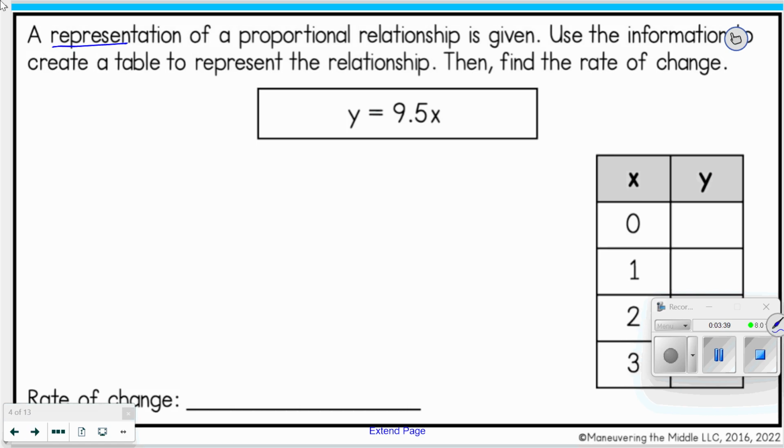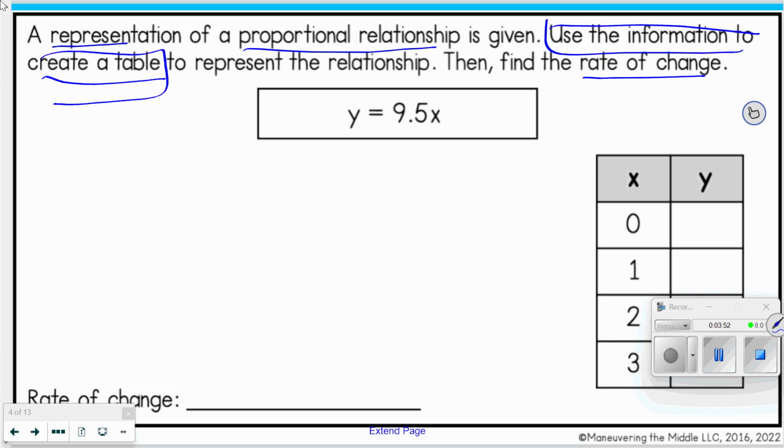A representation of a proportional relationship is given. Use the information to create a table to represent the relationship, then find the rate of change. Okay? So, interestingly enough, if they've given you the equation, they've also given you the rate of change. The way to use the equation to fill out the table is you just take your x value and substitute it in.